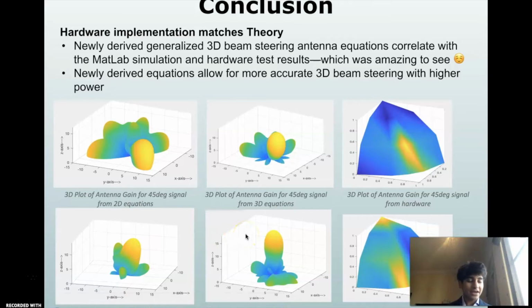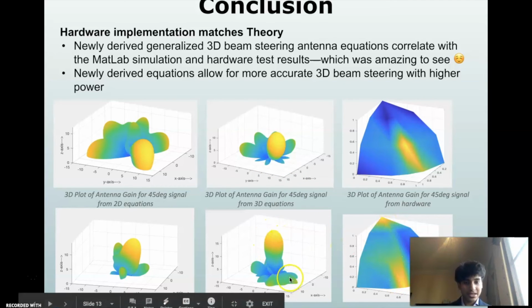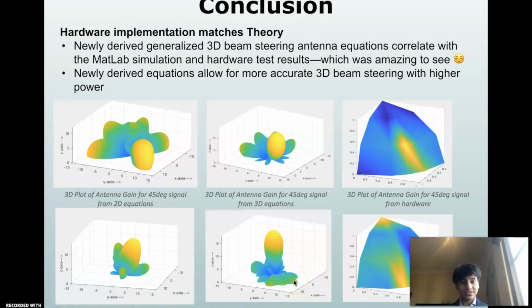I then created an actual physical prototype of a 3D phased array antenna system, where these graphs represent the power over free space from my actual prototype. As you can see, this high power area corresponds to this main lobe surrounded by a lot of nulls, as shown by these empty portions. Similarly, these two high power areas correspond to this main lobe and this side lobe. This validates the functionality of my 3D beam steering equations, which allows for the widespread deployment of 3D phased array antenna systems. Thank you.